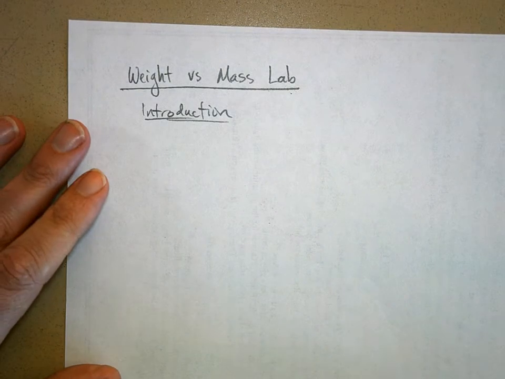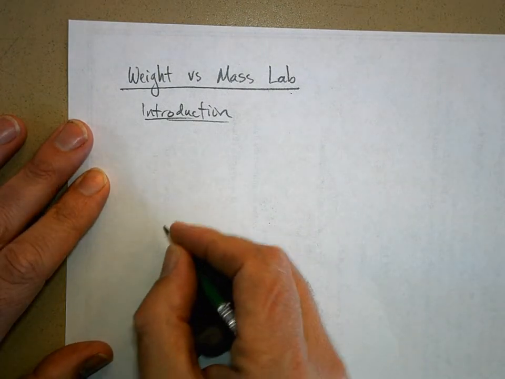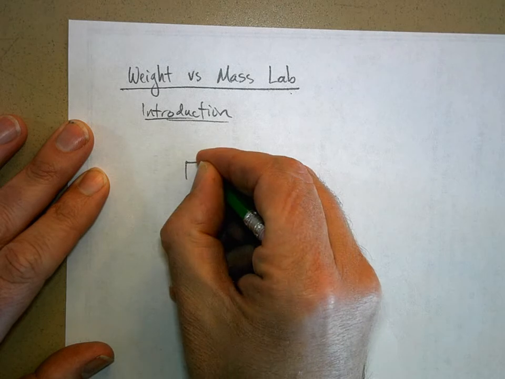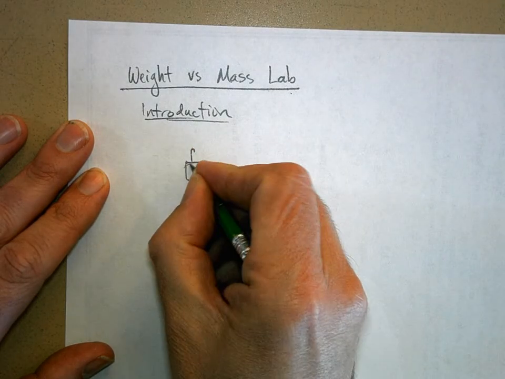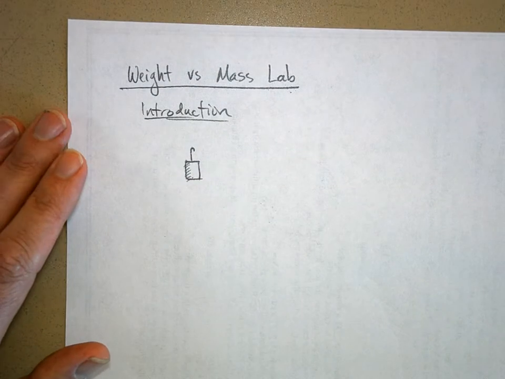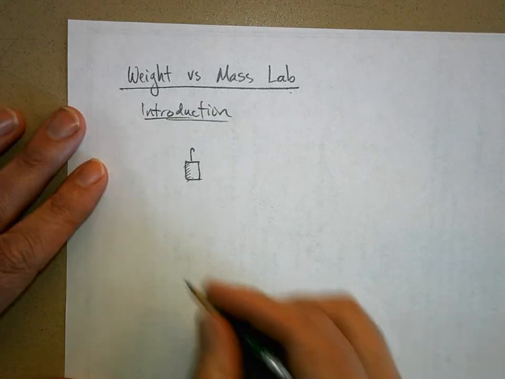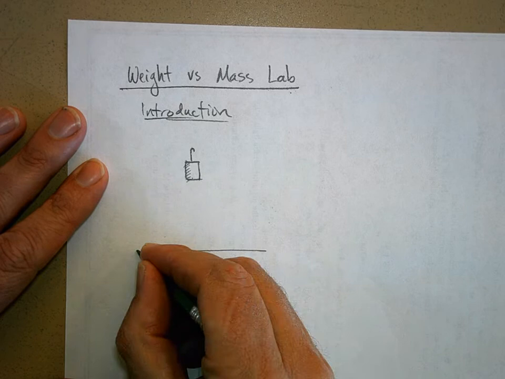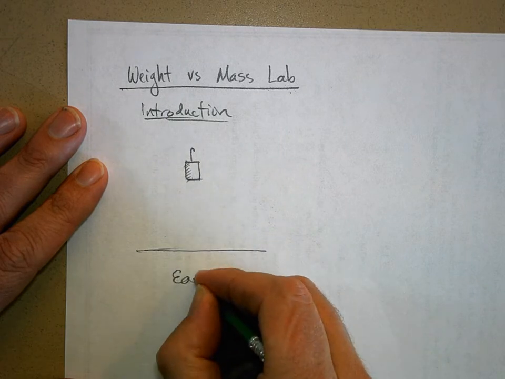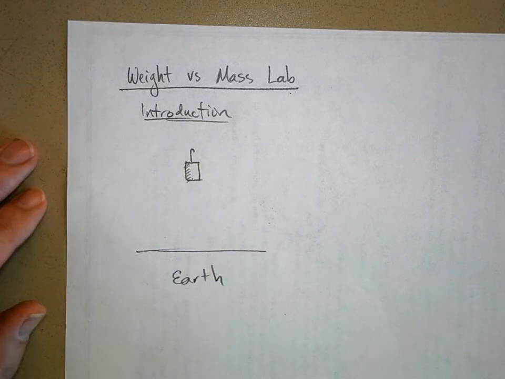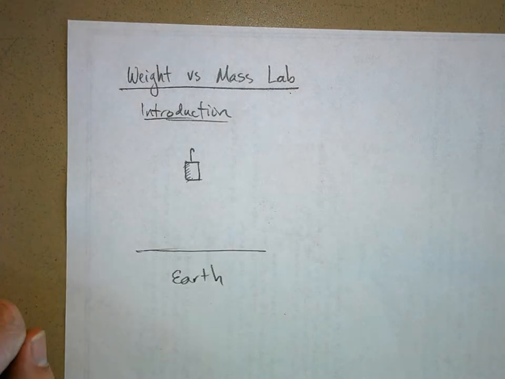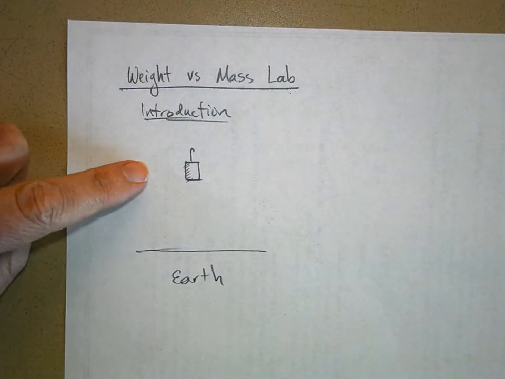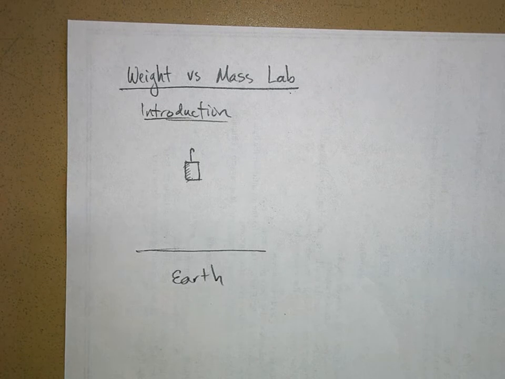So here's a little picture of the 500 gram mass. And here's the ground, also known as the earth. And these two objects, the earth and this 500 gram mass, are interacting. That is, they're applying forces to each other.